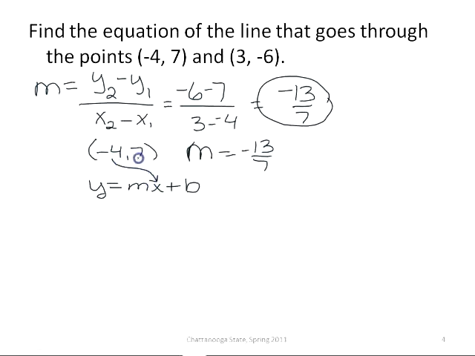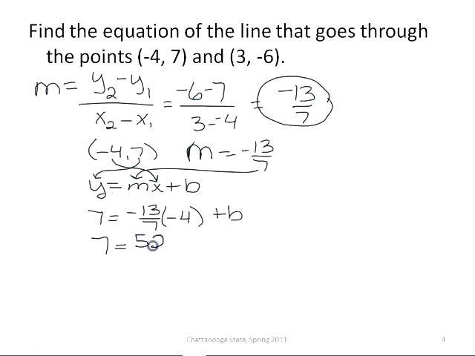So there I'm going to put my x coordinate in for x, my y coordinate in for y, and my slope for m. This will give me 7 equals negative 13/7 times negative 4 plus b. So I'll multiply these together, negative 13 over 7 times negative 4. It's the same multiplication I did on the other problem. This time it's going to be positive, so I'm going to have positive 52 over 7. So what I need to know here is my b. So to find b, I need to subtract 52/7 from both sides.